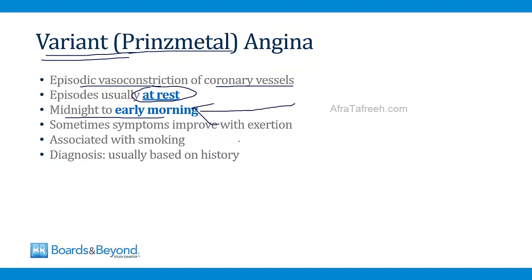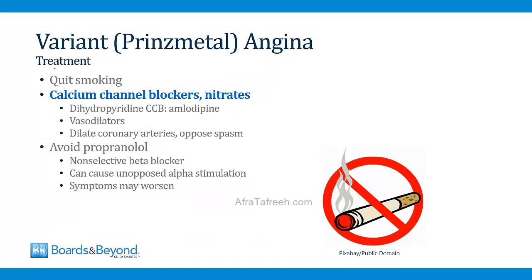Sometimes patients with this form of angina even see symptoms that improve with exertion, which once again distinguishes this from stable angina. This almost always occurs among smokers, and usually the diagnosis is based on history. There really isn't a classic diagnostic test. The mainstay of treating variant angina is to tell patients to quit smoking. If they do this, this often eliminates the problem. Other treatments include calcium channel blockers and nitrates. The type of calcium channel blocker used for treatment of variant angina are the dihydropyridine calcium channel blockers, like amlodipine. These drugs and nitrates have vasodilatory properties, and they dilate coronary arteries and oppose the spasm, and usually decrease the frequency of episodes of angina.